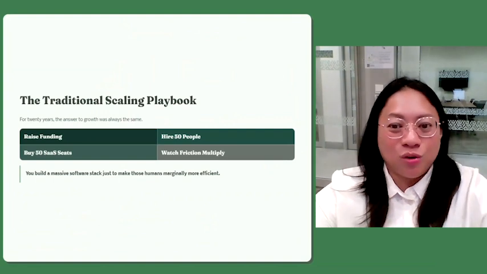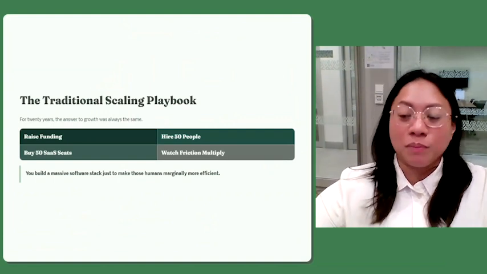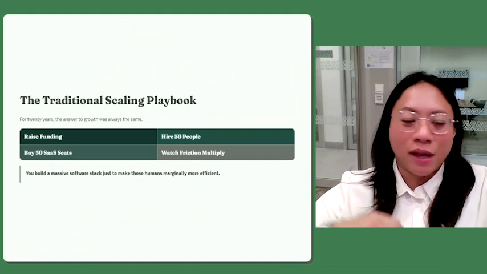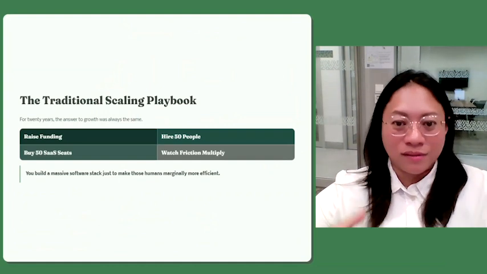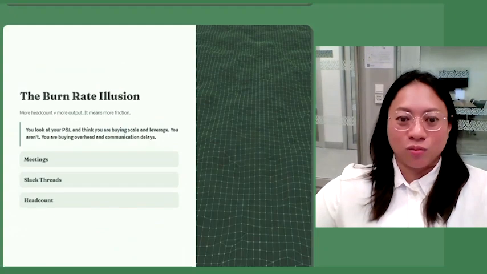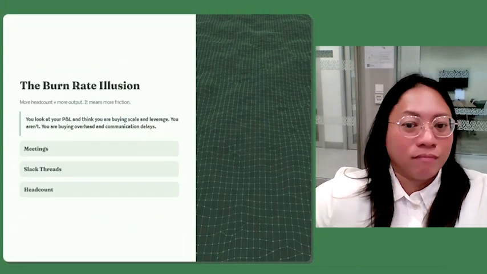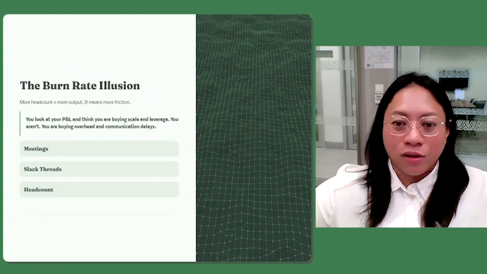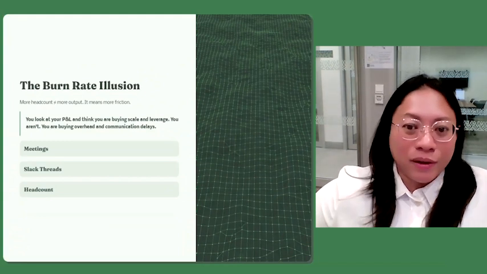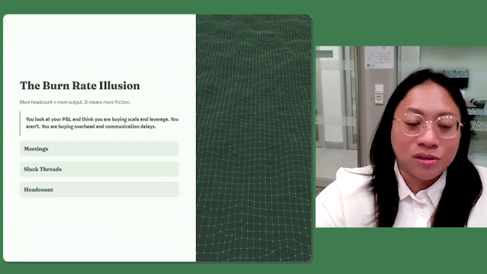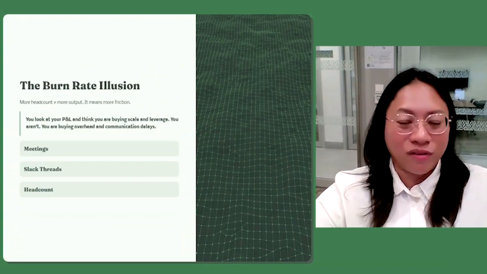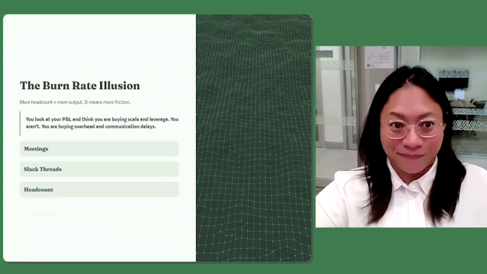The communication gridlock from multiple tools actually slows everyone down. You're talking about extra meetings, extra threads, the endless alignment calls, and the friction multiplies. And this is what we call the burn rate illusion. You look at your P&L and you think you're buying scale and leverage, but you aren't. You're just buying overhead and communication delays caused by people across multiple different user interfaces trying to coordinate with each other.